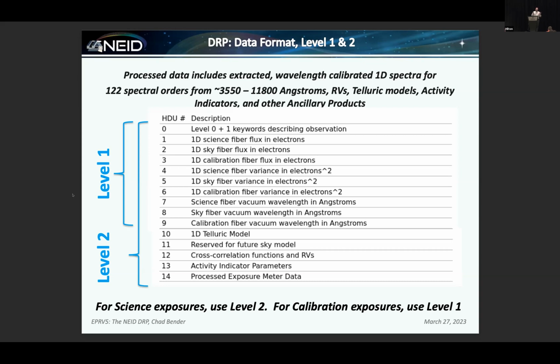The reason we have 2 different products is because level 1 exists for all of the calibration data, but level 2 only exists for the nighttime data. We can't make level 2 data out of cals. There's no RV to be measured.